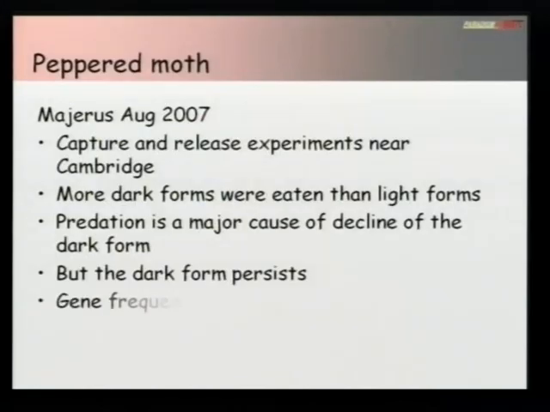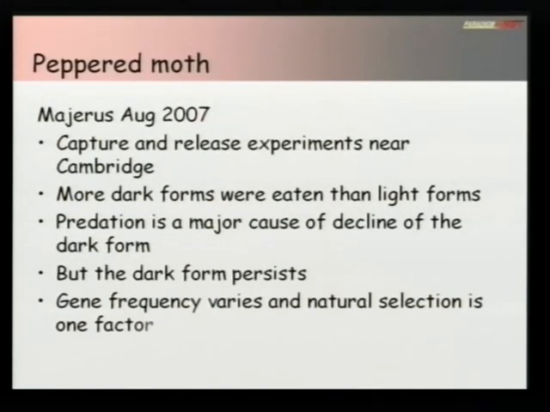But it's not quite so simple, because the dark form still persists. So whatever happens, in most areas you still find dark moths. But overall, there is definitely a change in gene frequency, and natural selection does seem to be one of the factors that is driving this. So we have to conclude, yes, natural selection is doing something. Natural selection is a real effect that we can measure and we can understand. And natural selection does do something.